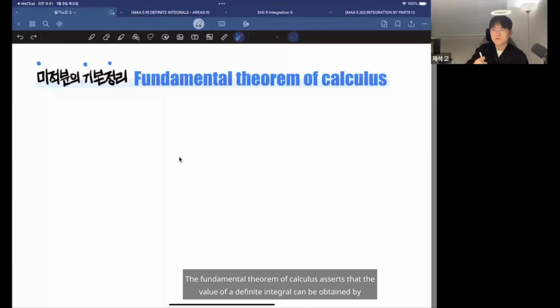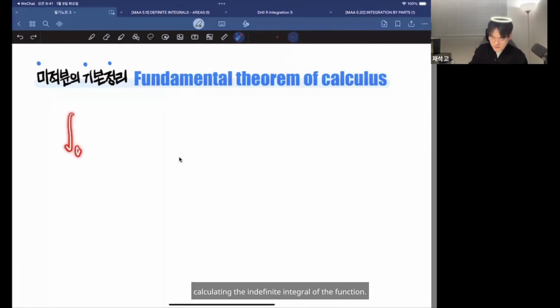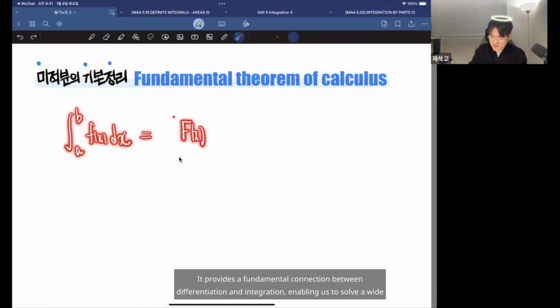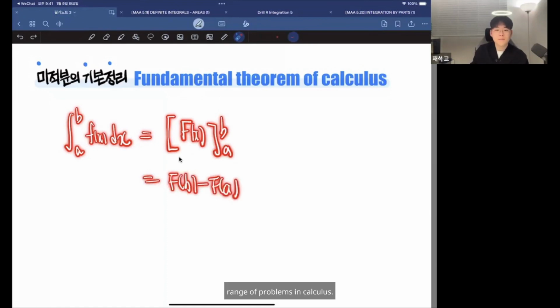The fundamental theorem of calculus asserts that the value of a definite integral can be obtained by calculating the indefinite integral of the function. This is indeed the fundamental theorem of calculus, gentlemen, and it is an essential concept in the field of mathematics. It provides a fundamental connection between differentiation and integration, enabling us to solve a wide range of problems in calculus. Why is this important? Didn't we discuss this? Why emphasize?